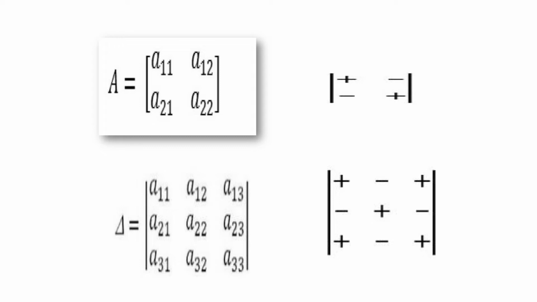So, as you can see in the slide, it can be determined by the position of the element. If the row number plus column number equals an even number, then the sign is plus, and if it is an odd number, then the sign is minus, right? Now, for an order 2 determinant, as you can see in the slide, when I take A11, 1 plus 1 is 2, and 2 is an even number, so the sign becomes positive, plus. Similarly, A12, 1 plus 2 is 3, the resultant is an odd number, so the sign becomes minus.